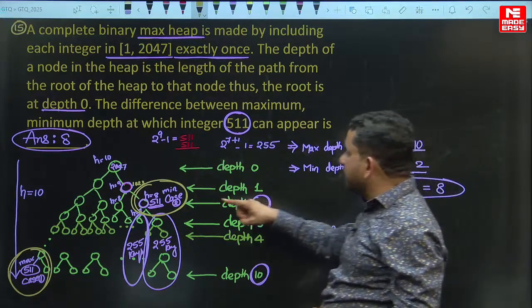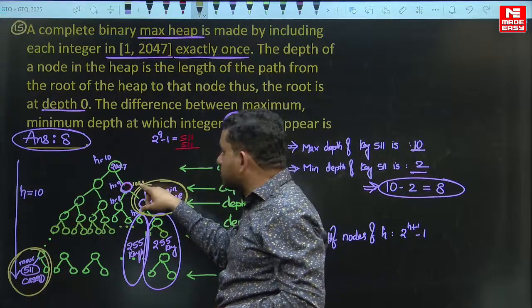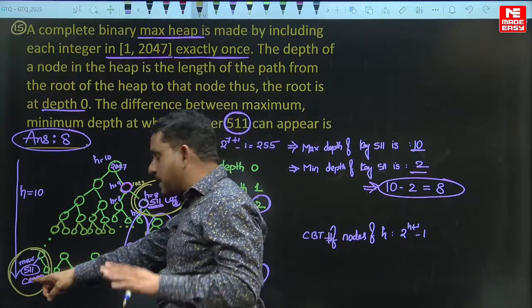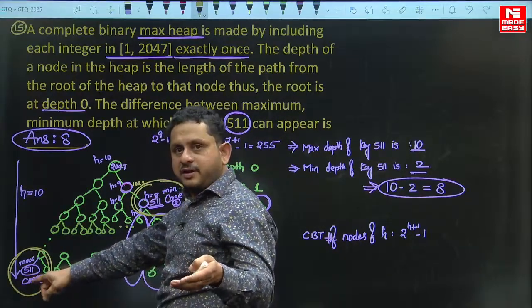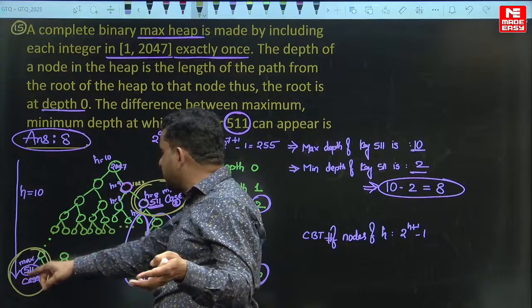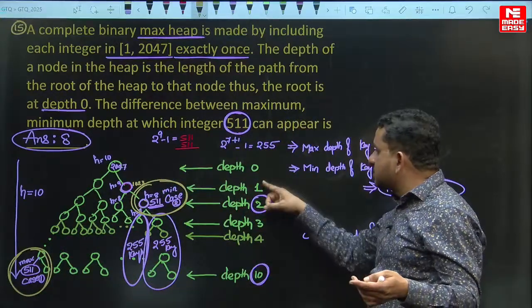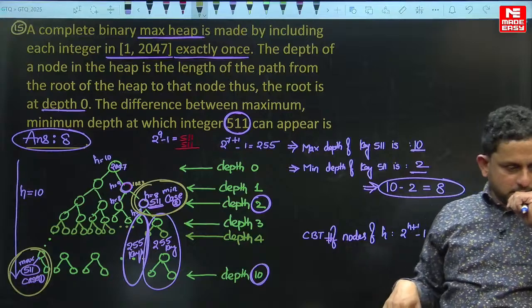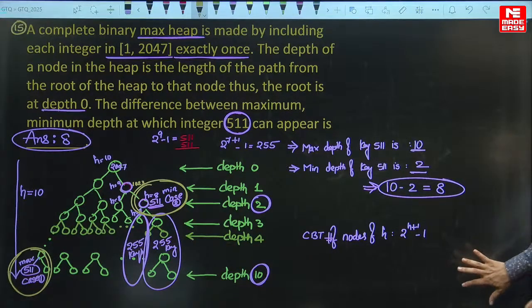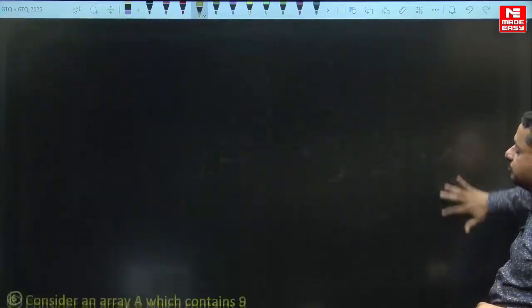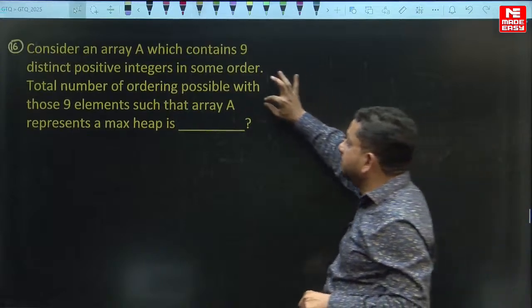If it is 1023, the maximum depth can still be at the leaf level, and the minimum depth is the second level, sorry, depth 1. So 10 minus 1 becomes 9. Now let us see one more question.